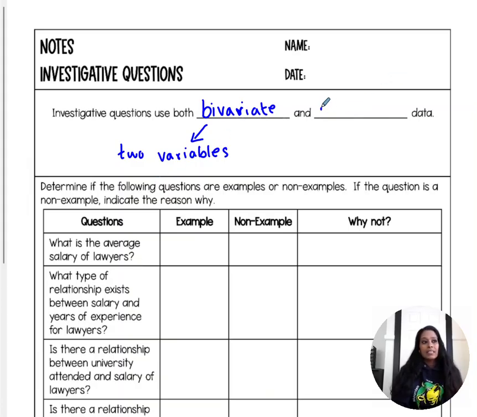Also, it has to be quantitative, okay? Quantitative. One thing about me, I'm a horrible speller. Quantitative, okay? What that means is it has to be represented by a number, okay?